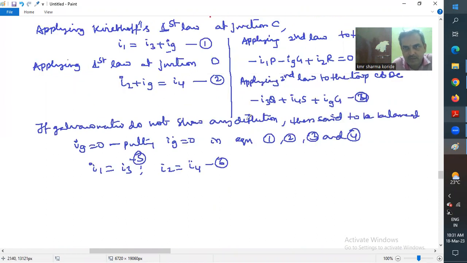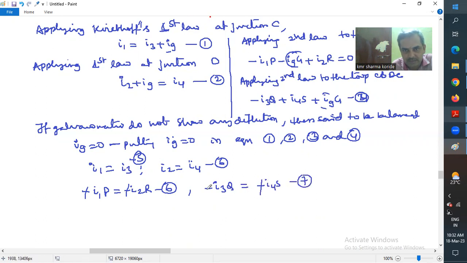Similarly, substituting Ig in both the 3 and 4. So 3 transformed as minus I1P, this term will become 0. You will get minus I2R, minus cancel both sides. You call this is 6. Similarly, substituting Ig 0 in equation 4. So you'll get I3Q. So this term does not exist. So is equal to minus I4S. You call this is 7. So minus minus cancel. So dividing 6 and 7.